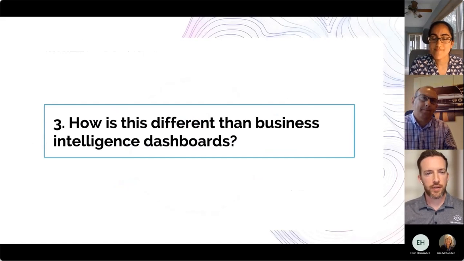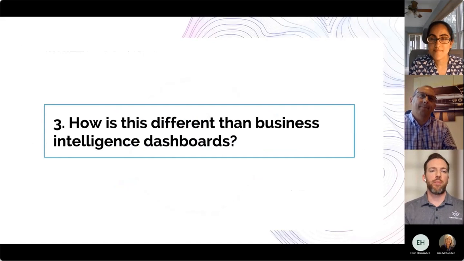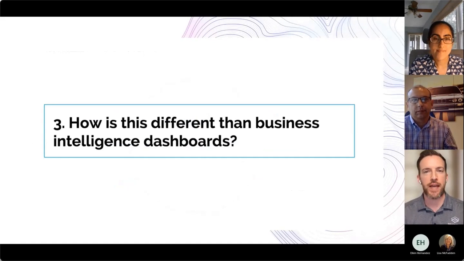Absolutely. All right, so let's move on to question 3. How is this different than business intelligence dashboards? Those BI dashboards get a lot of attention. You often see them, but it is fundamentally different. So Kamel, could you take us through how AI ML and what people see from it differ from business intelligence dashboards?